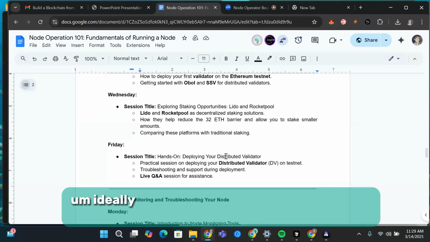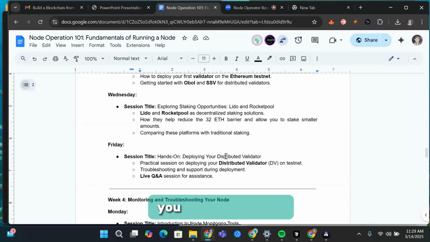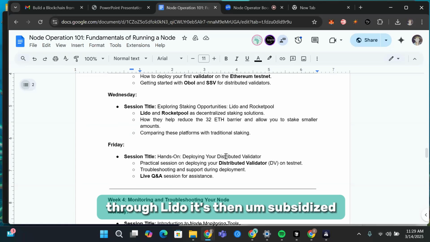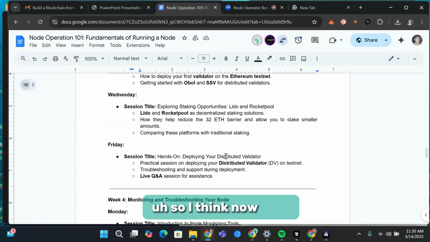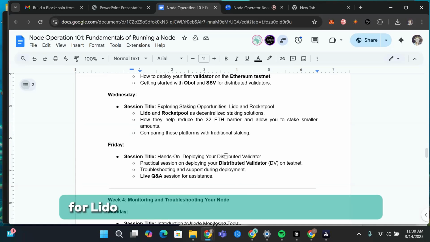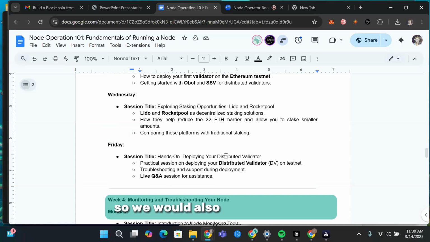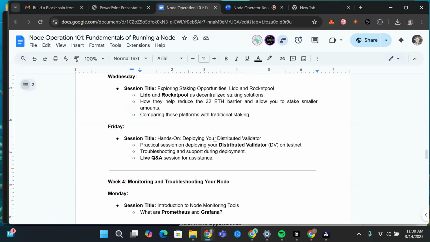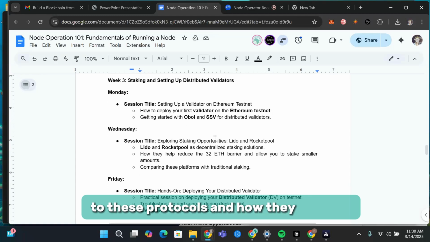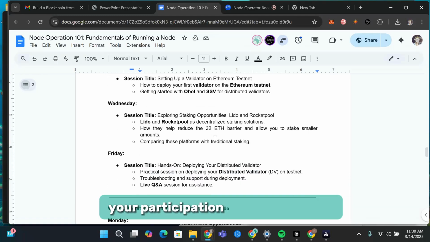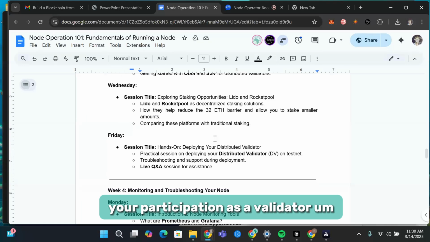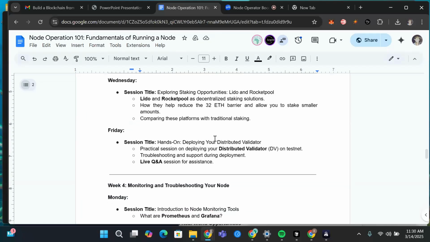Ideally, if you want to stake on the Ethereum network, you need 32 ETH. But if you are staking through Lido, it's then subsidized. I think now for Lido, it's fully permissionless. So we would also introduce you to these protocols and how they make your participation as a validator seamless.